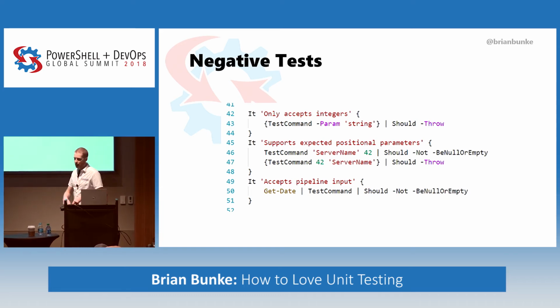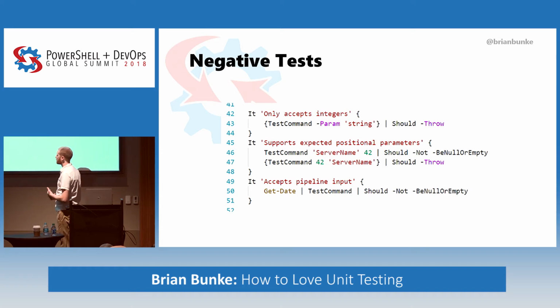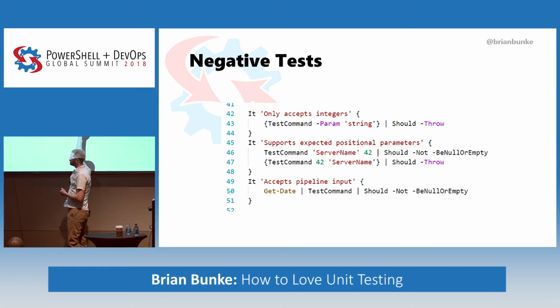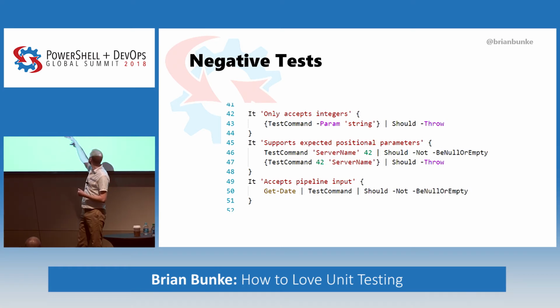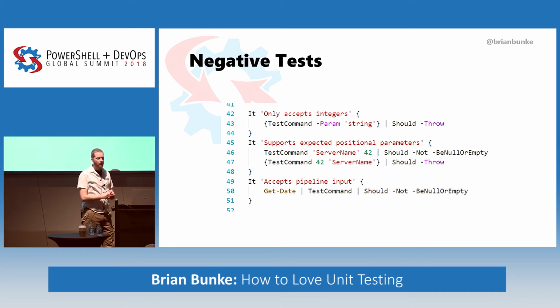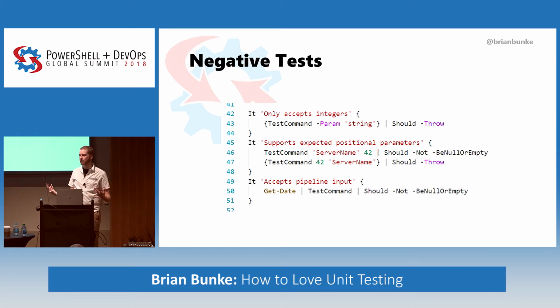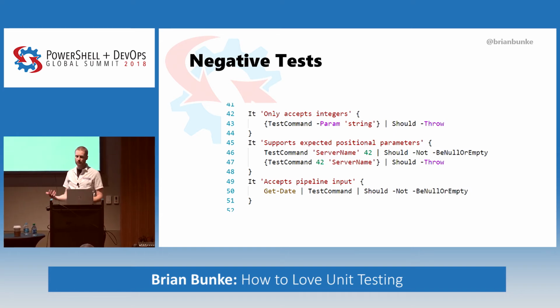So your function has positional parameters. When I give it a string and then an integer, it should work. But if I give it an integer and then a string, it should throw. Because if I change those positional parameters, that is a breaking change. People are writing scripts that may depend on those positions.